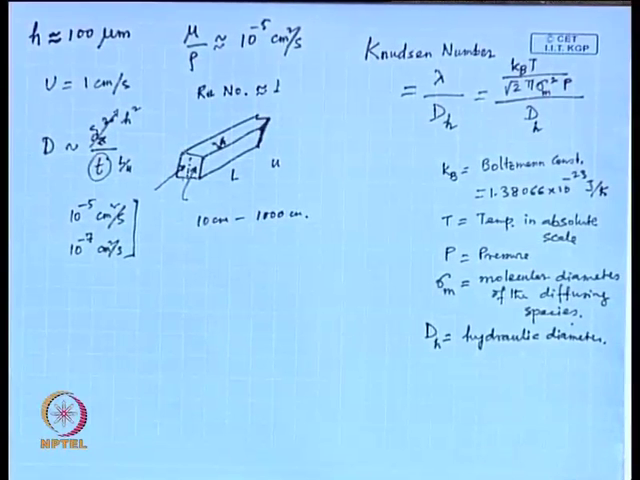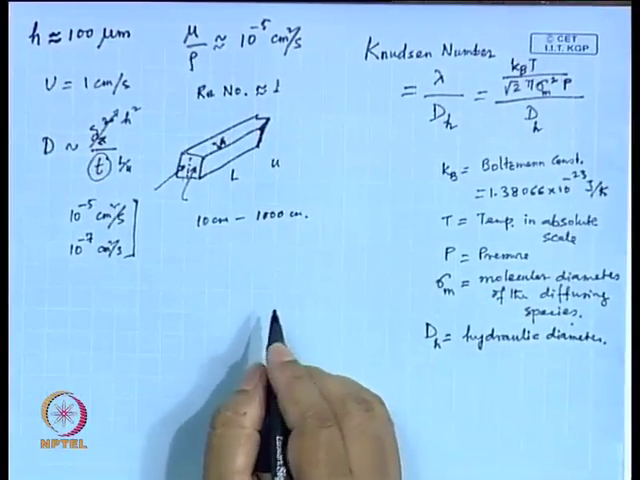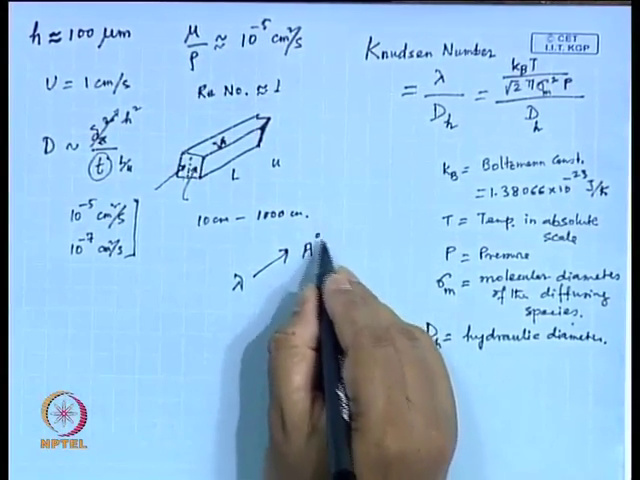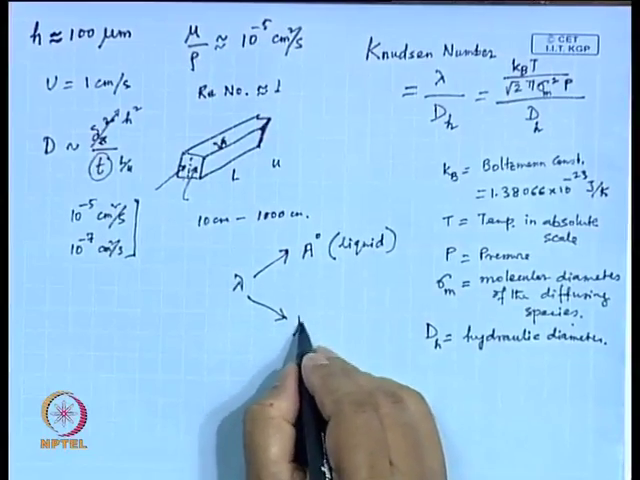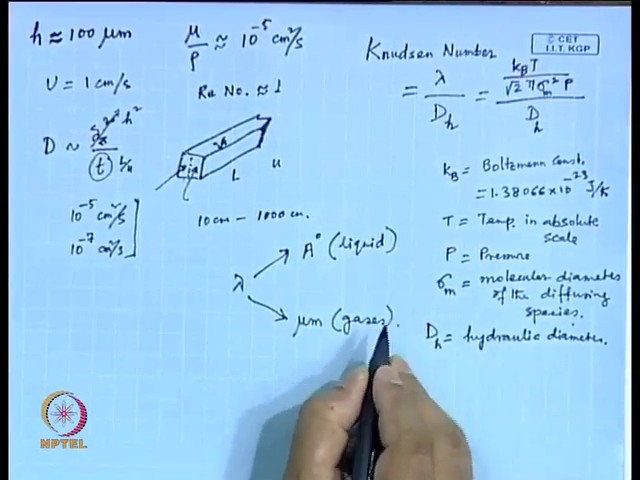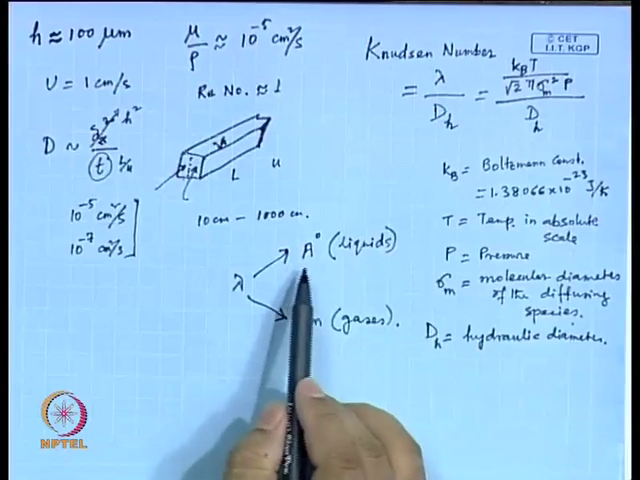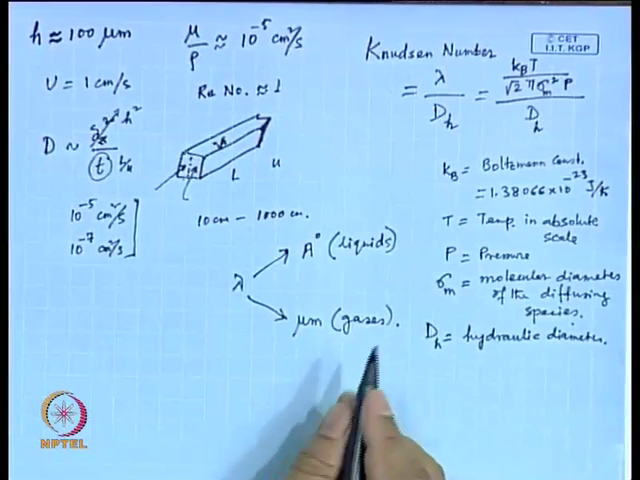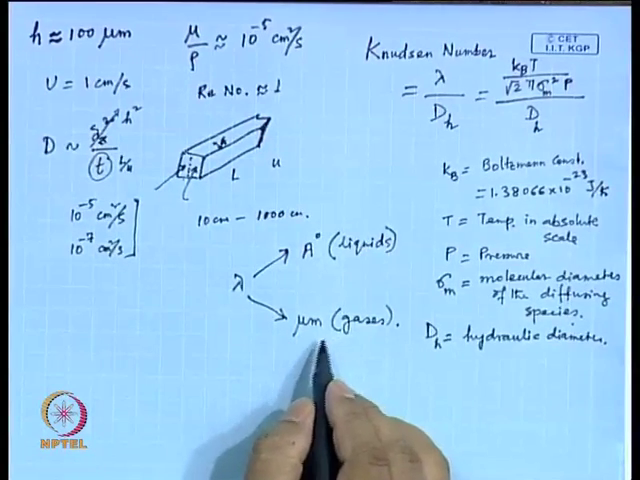Now, if you look at the values of this lambda in the case of a gas and in the case of a liquid, for liquid it is of the level of angstrom, and for gases it is of the level of micrometer. So, what do we conclude from here? If lambda is of the order of angstrom for liquids and of the order of micrometer for gases, then the Knudsen number would be important for which material? It would be for the gases.